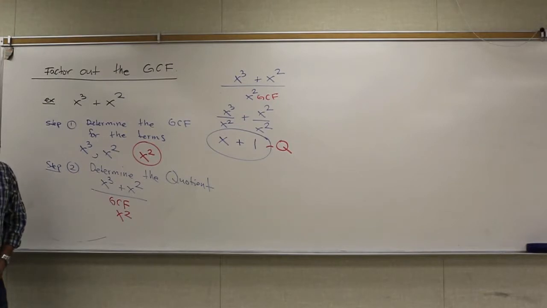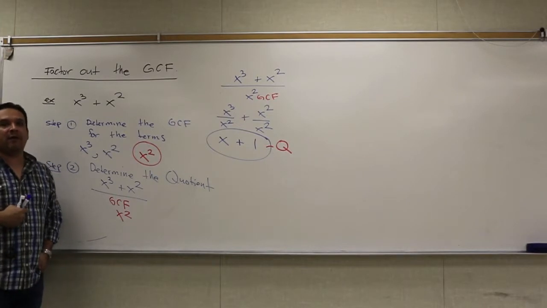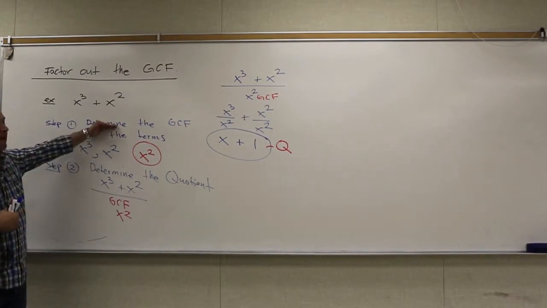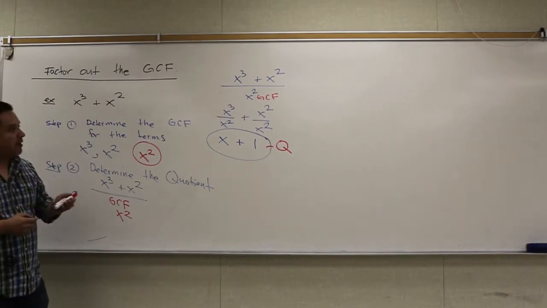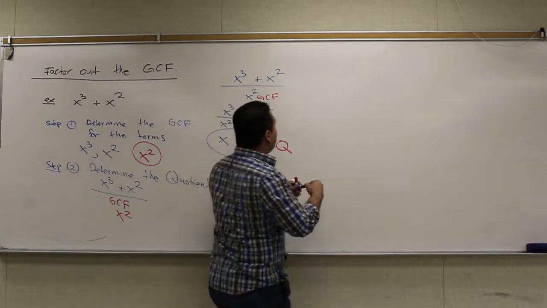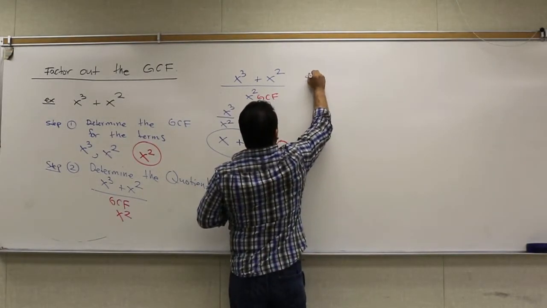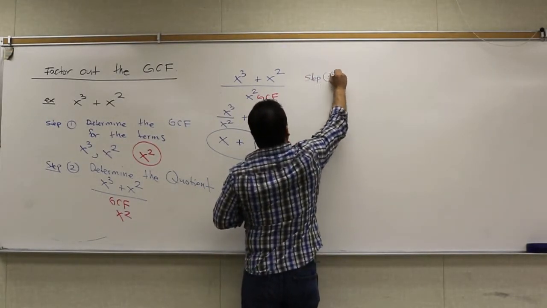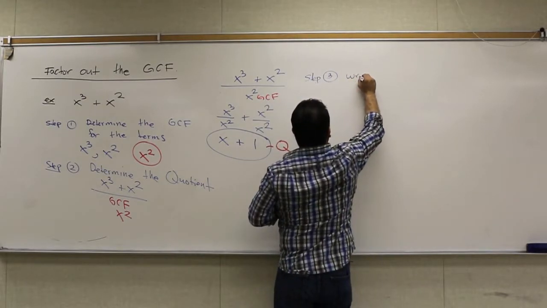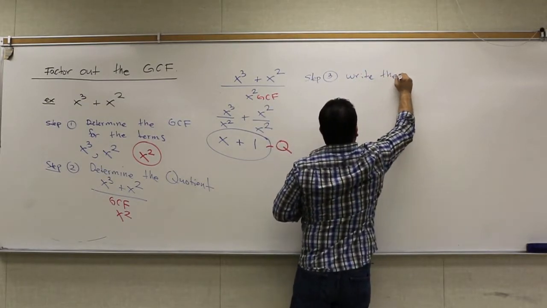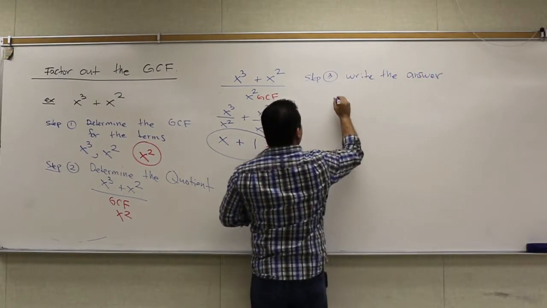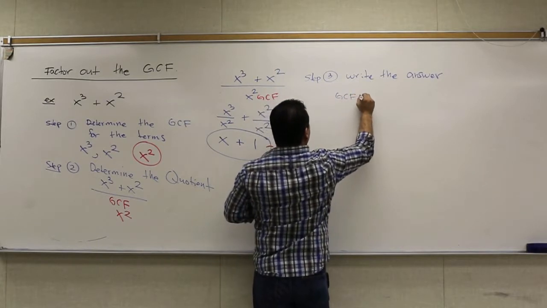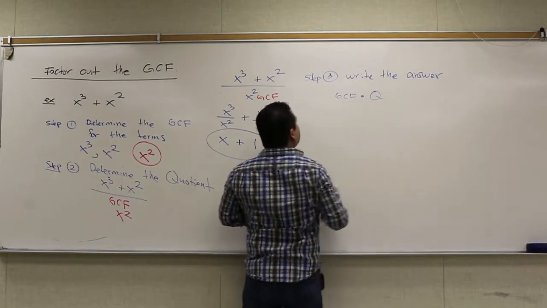Okay, you're going to follow this recipe, this procedure. When you woke up this morning, you may not have been familiar with this recipe. That's okay. Step 1, find the greatest common factor for your terms. Step 2, determine the quotient. And step 3, you're going to write your answer in the following format, because you're really done. The answer is the greatest common factor times your quotient.